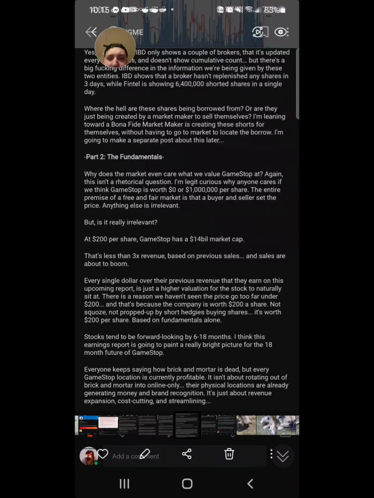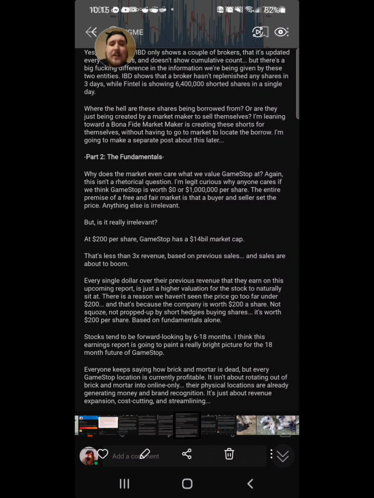Okay, so every single dollar over their previous revenue that they earn on this upcoming report is just a higher valuation for the stock to naturally sit at. There's a reason we haven't seen the price go too far under $200, and that's because the company is worth $200 a share. I totally agree. Besides the fact that there could potentially be a big short squeeze, Ryan Cohen has taken over, or is probably going to take over GameStop, and he's building a crew there. I believe they're going to turn into a great e-commerce company. Not squeezed, not propped up by short hedges buying shares. It's worth $200 per share based on fundamentals alone.